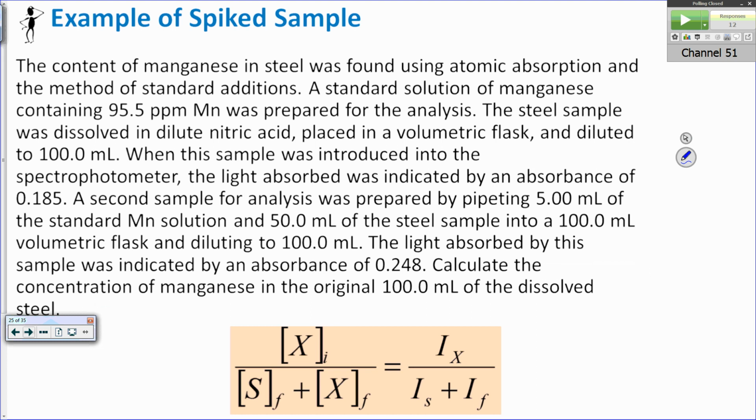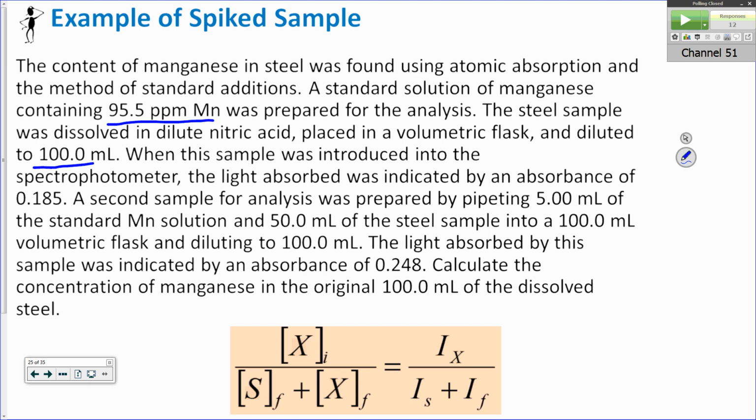Now I've got one more that I want to work through with you so y'all can see exactly how it works. Now the thing needs to become a word problem, and you've got to decipher through the problem and figure out what you need. Okay, so this is manganese analysis in steel. It's done with atomic absorption. A standard solution containing 95.5 parts per million was prepared for the analysis. So this is what we're going to use to spike the sample with. The steel sample was dissolved, placed in a volumetric flask, and diluted to 100 mils.